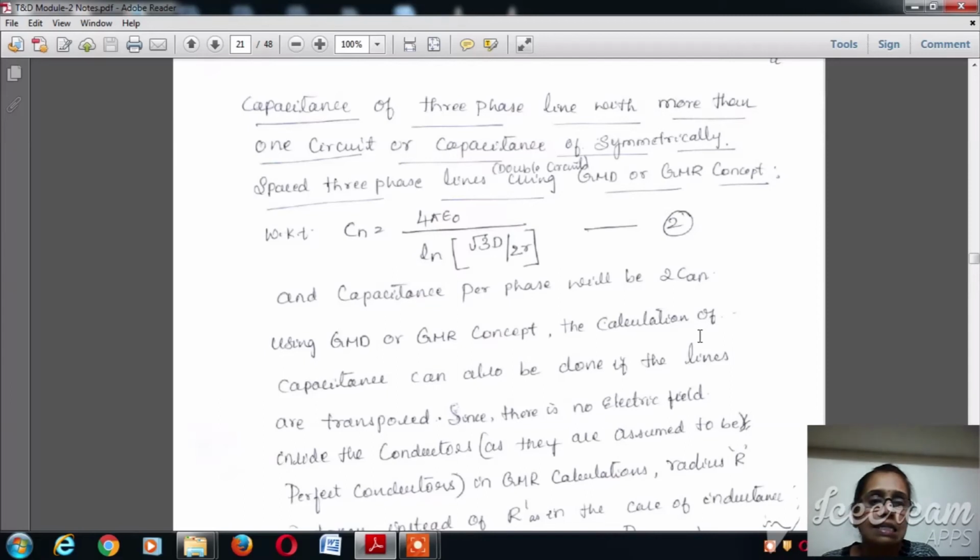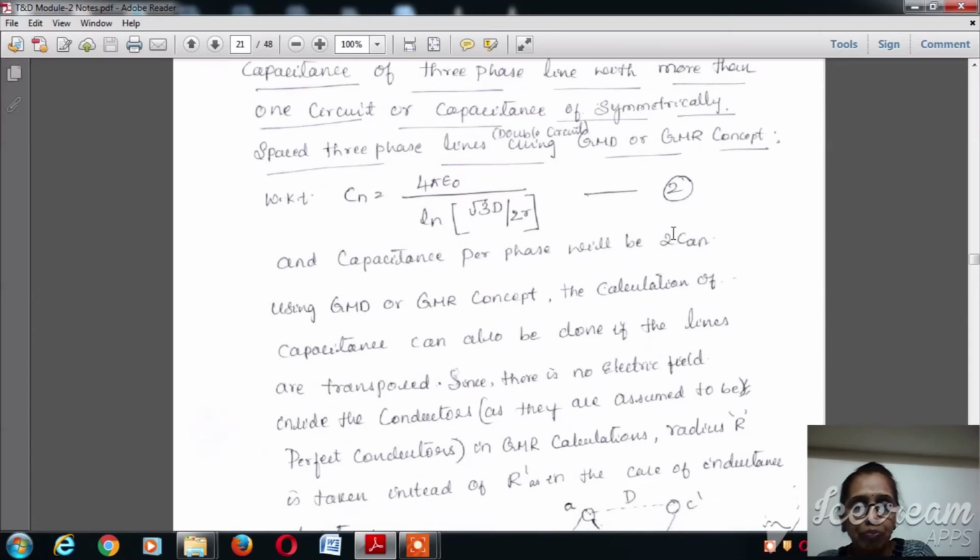Let's consider the capacitance of the three-phase line with more than one circuit, or the capacitance of symmetrically spaced three-phase lines, that is double circuits, using the GMD or GMR concept. GMD is geometric mean distance, and GMR is geometric mean radius. Geometric mean radius is the self one, and the GMD is the mutual one.